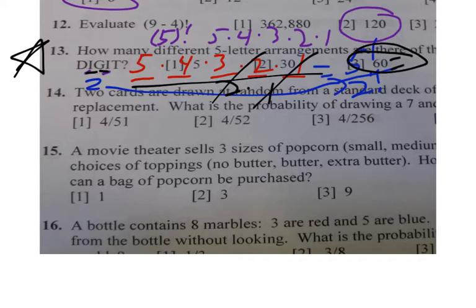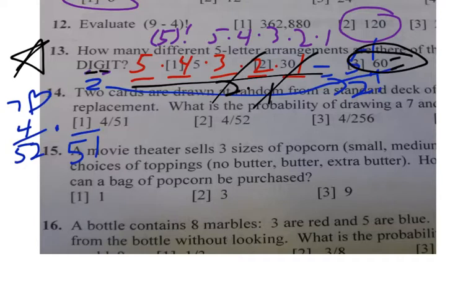All right, number 14. 2 cards are drawn at random from the standard deck of 52 cards without replacing. What's the probability of drawing a 7? Well, there are 4 sevens. There's a 7 of hearts, 7 of clubs, 7 of diamonds, 7 of spades. So there's 4 different 7s out of 52 cards. And then the second event is going to be out of 51 because we've already taken 1 card out.